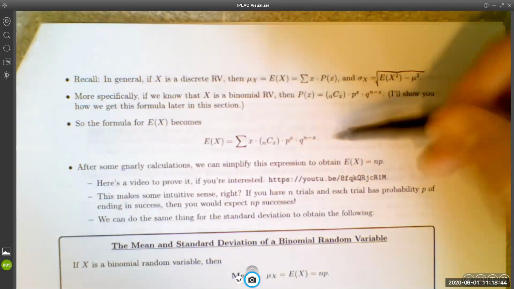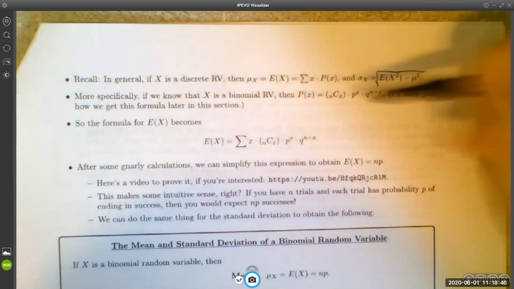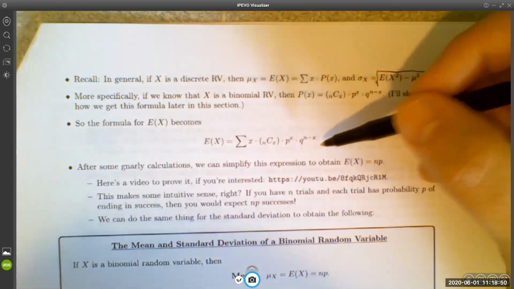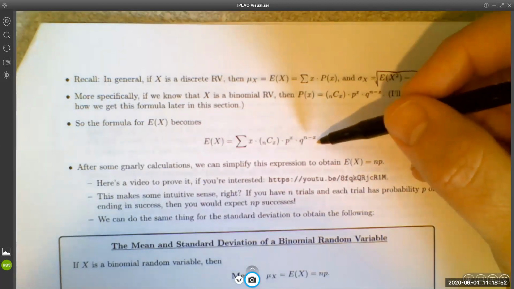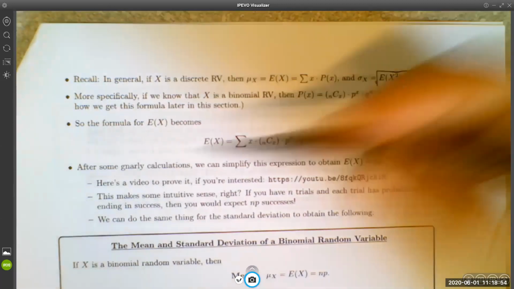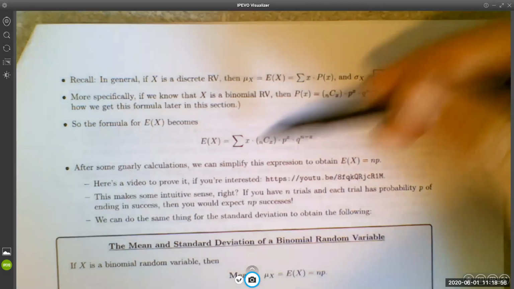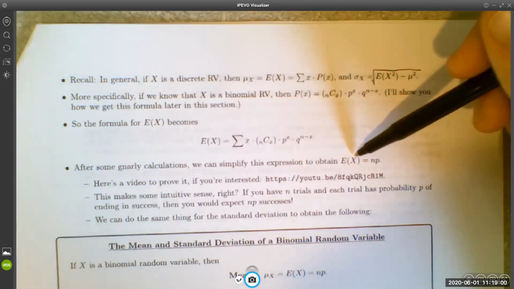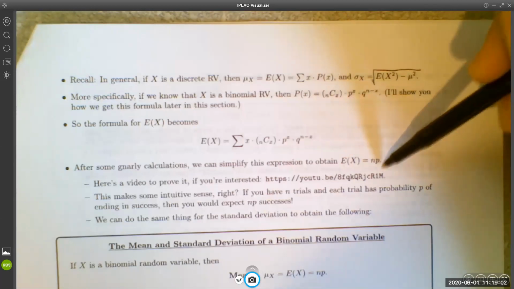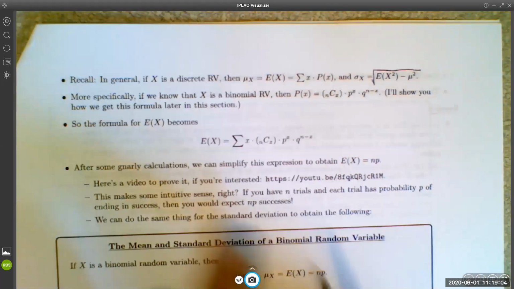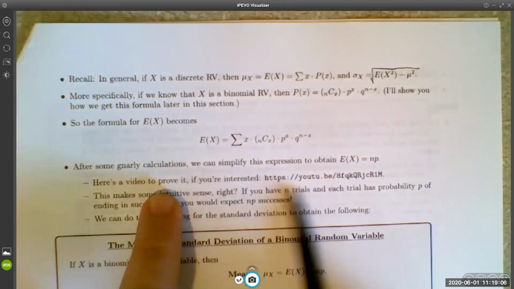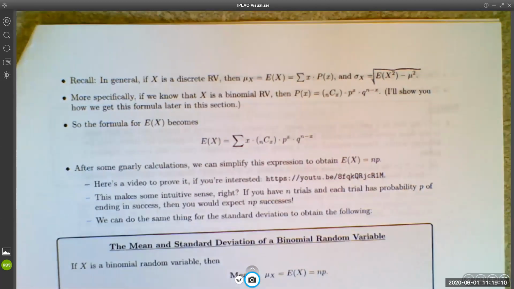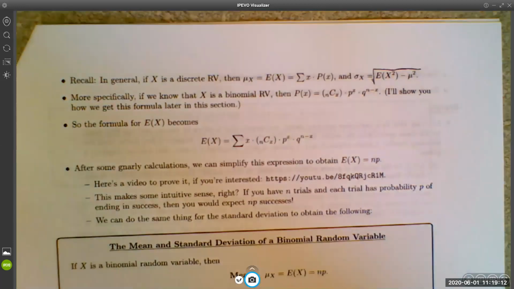Now you may look at that and say, but that looks way worse than this. It does at first glance, but you can simplify this. You can do some gnarly calculations and simplify this to get something really nice. The expected value for a binomial variable x is just n times p. If you're interested in the details, here's a video that will prove it to you. So you can go ahead and click on that link to watch the video if you want.